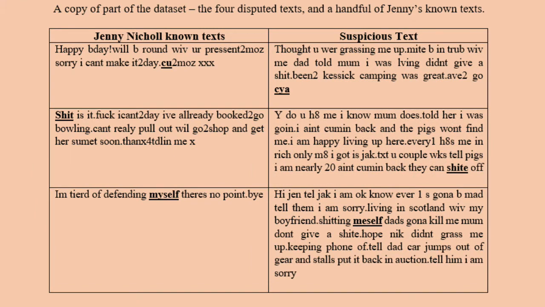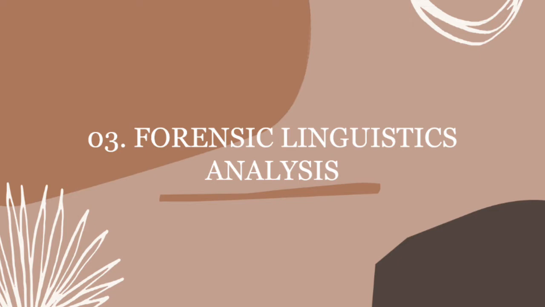On the right, we can see the suspicious text, which was sent from Jenny's phone right after her disappearance. And on the left is the text sent by Jenny Nicholl herself. Now we are moving to Section 3, Forensic Linguistic Analysis based on the data.